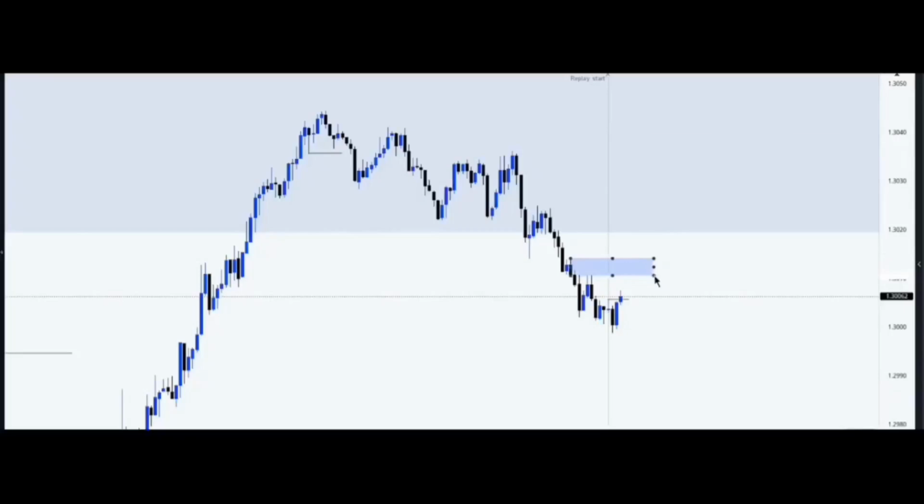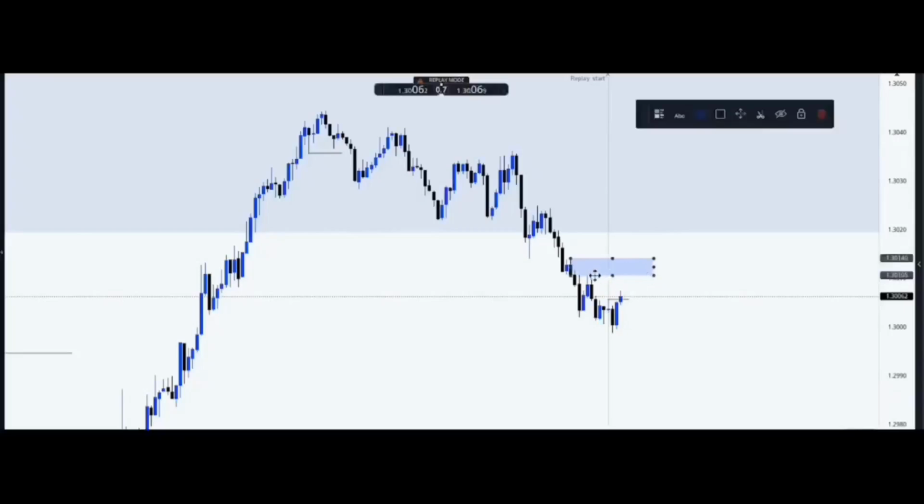But look at this OB now. Is it mitigated? Yes. It's already mitigated by this push up. But take a look at it properly again. This push up is not a valid pullback. Remember, these are equal highs. This is not a valid pullback. So this very OB here, this area of interest here, is still valid, very much valid.